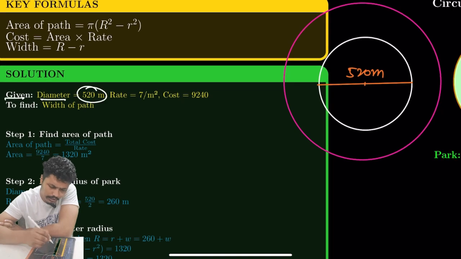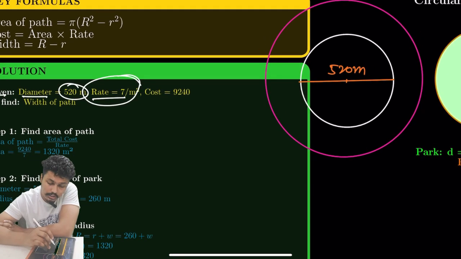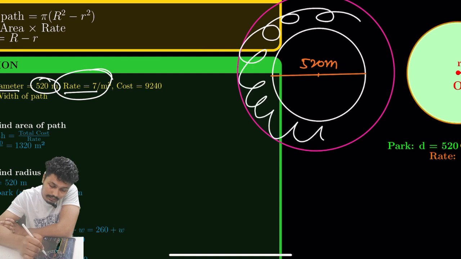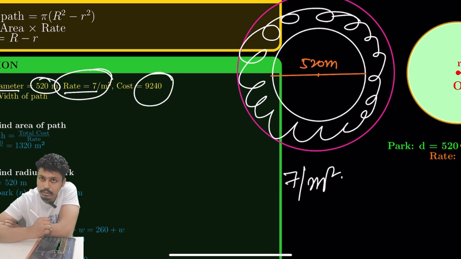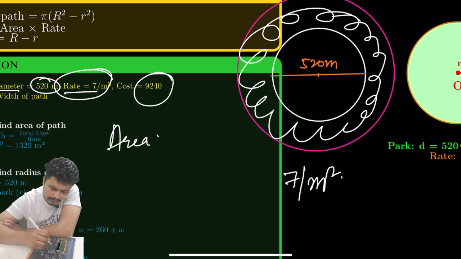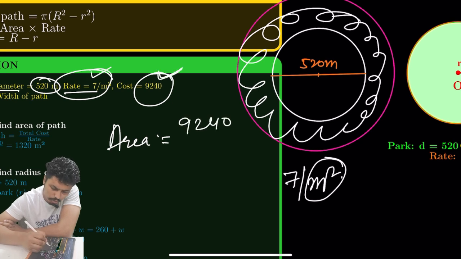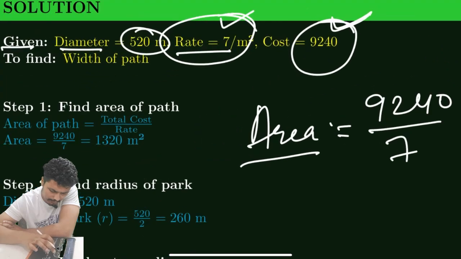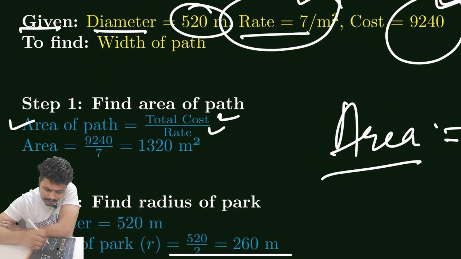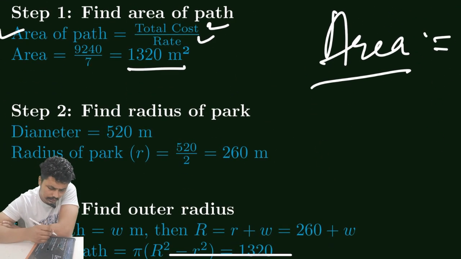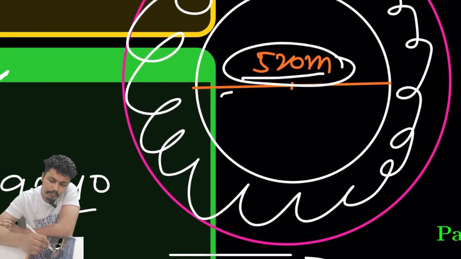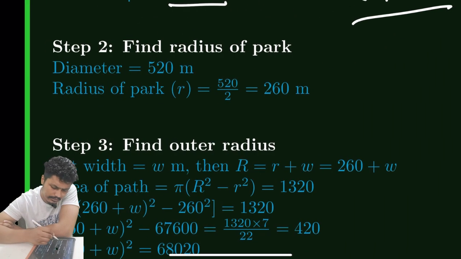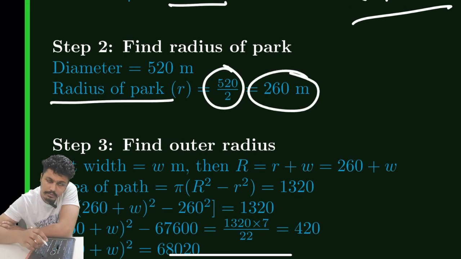Given diameter is 520 meter. The rate of leveling this one is 7 for 1 square meter, and total cost is 9240. So area will be how much? Per square meter it is 7, and total cost is this one. So 9240 total cost divided by 7 will be the area. So area of the path will be total cost divided by rate. I'll get 1320. Divide and check it out. Second, radius of this park: 520 meter is diameter, so radius will be half of the diameter, 260 meter.